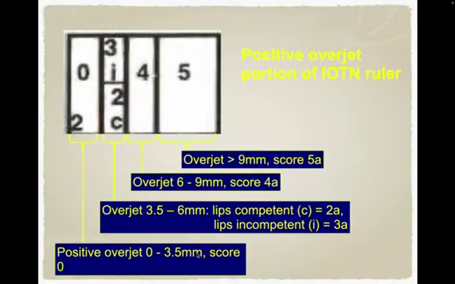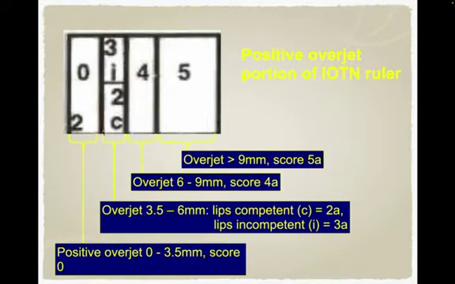If you use it on the patient's mouth, on the teeth, or on the study model, this distance will be 3.5 millimeters. So if it's recorded between 0 and 3.5, the overjet is in this area, that means it's 0. There's nothing to record. That's 0, because this is normal.